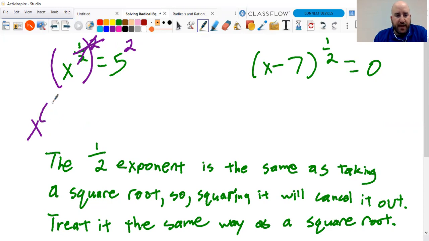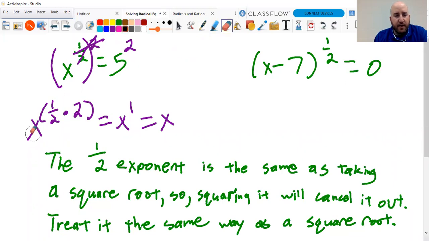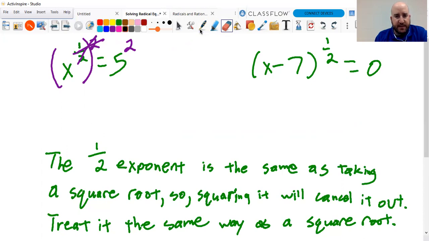Now we do x. Again, you don't have to write this down. You don't have to prove this to me. I'm showing y'all where we get it. So x to the 1/2 times 2 power. 1/2 times 2 is 1. So x to the first, which is x. So when I say this cancels out, it doesn't technically cancel out, but it multiplies to give me 1. x to the first is the same thing as x. So we can essentially treat it like it cancels out.